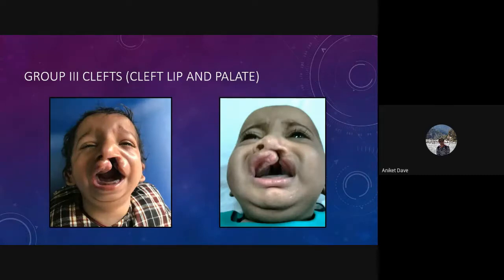Group 3 clefts are the most severe. As you can see, there's a cleft involving the lip, the alveolus, as well as the palate.